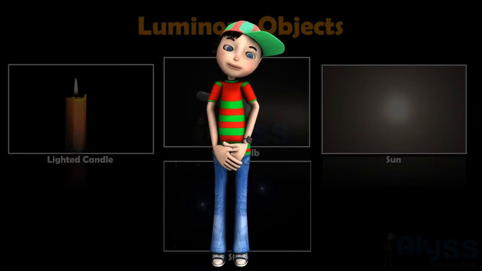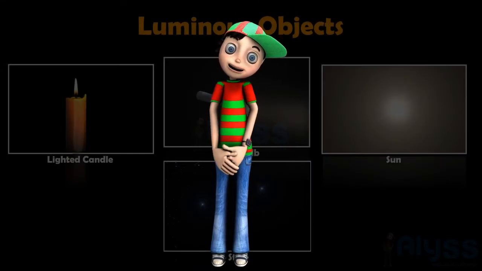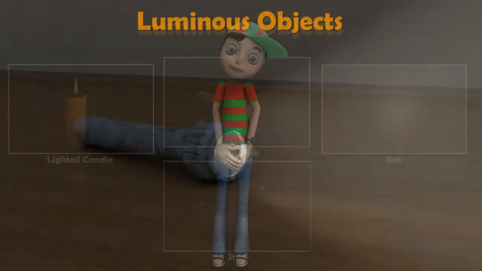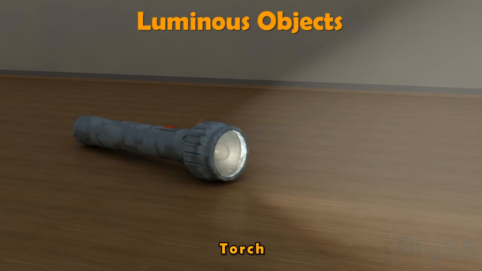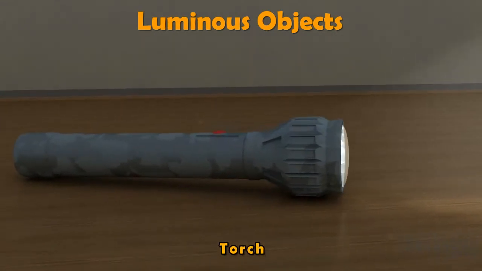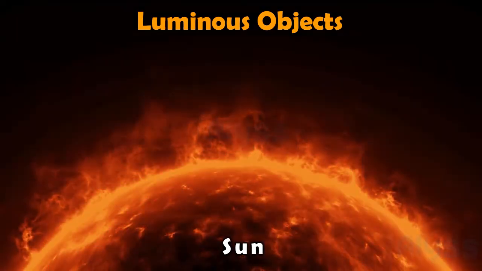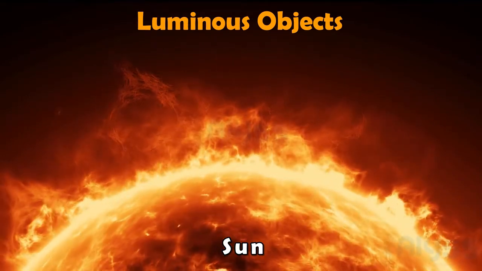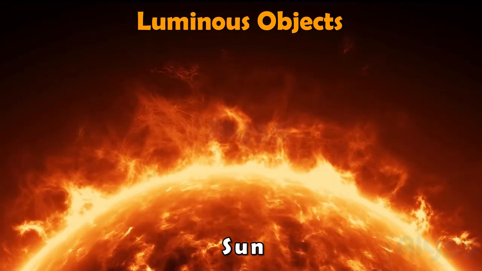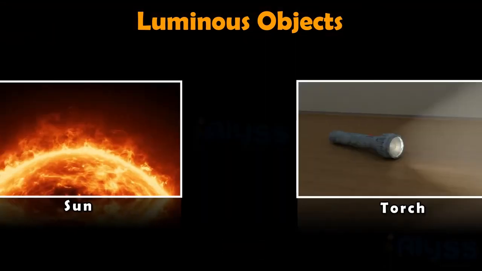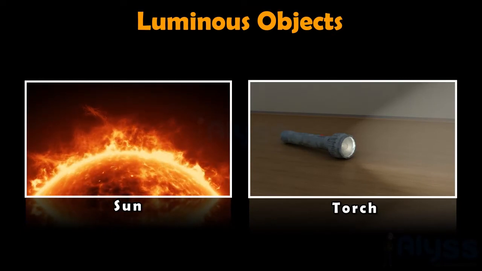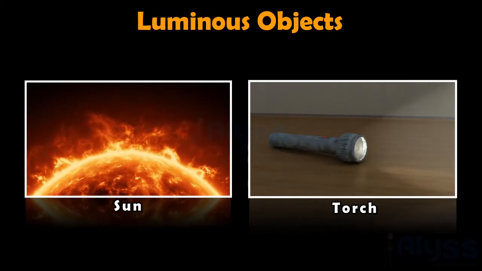To emit light, the object must have its own source of energy. Like a torch shines because of the chemical energy stored in its batteries. Sun also emits light because of fusion of hydrogen atoms. Hence, they are considered as luminous objects.